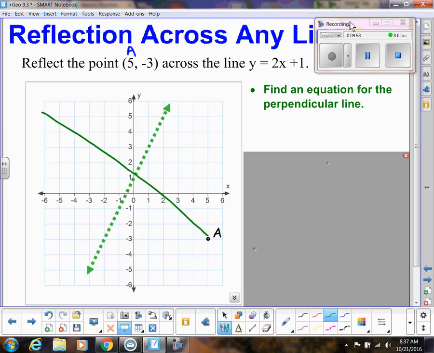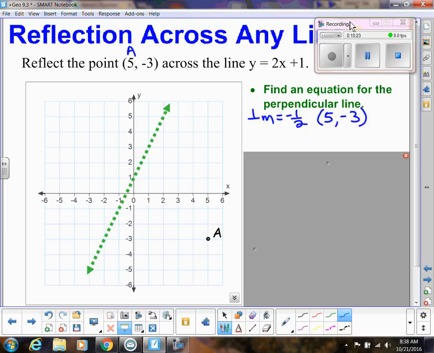And it's hard to estimate this one because the line is not really nice and even like the other ones were. So that's why we're going to do this algebraically. All right, so to find the equation of the perpendicular line, I need to find the perpendicular slope, which would be the opposite reciprocal. And then we're using the coordinate (5, -3).